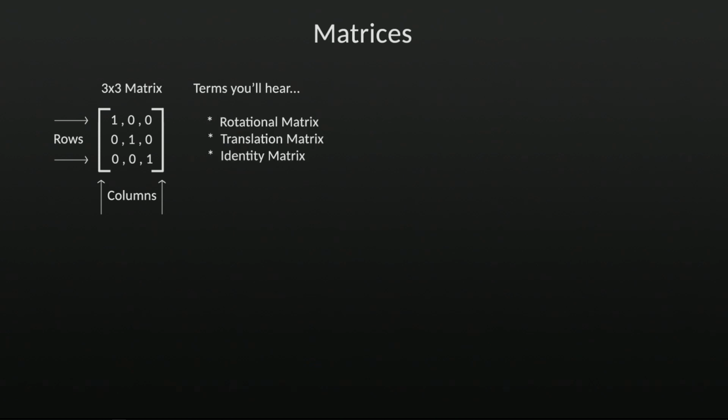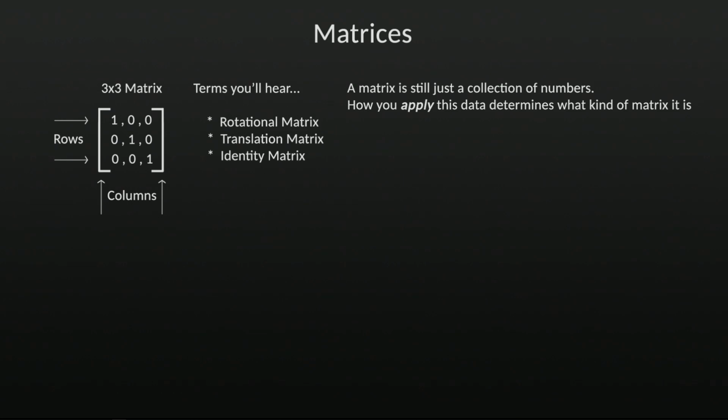So you might also hear terms like a rotational matrix or a translation matrix or an identity matrix, and that might seem confusing at first because you might think that there's something intrinsically different about these special matrices that make them rotational or translation or whatever. But just keep in mind that a matrix is still just a collection of numbers. The only difference between these terms is how you apply the data to whatever's going on. So a rotational matrix is a matrix that gets built and is being used to rotate something. A translation matrix is the same kind of thing, except it's a matrix that's been made to translate your points in space.